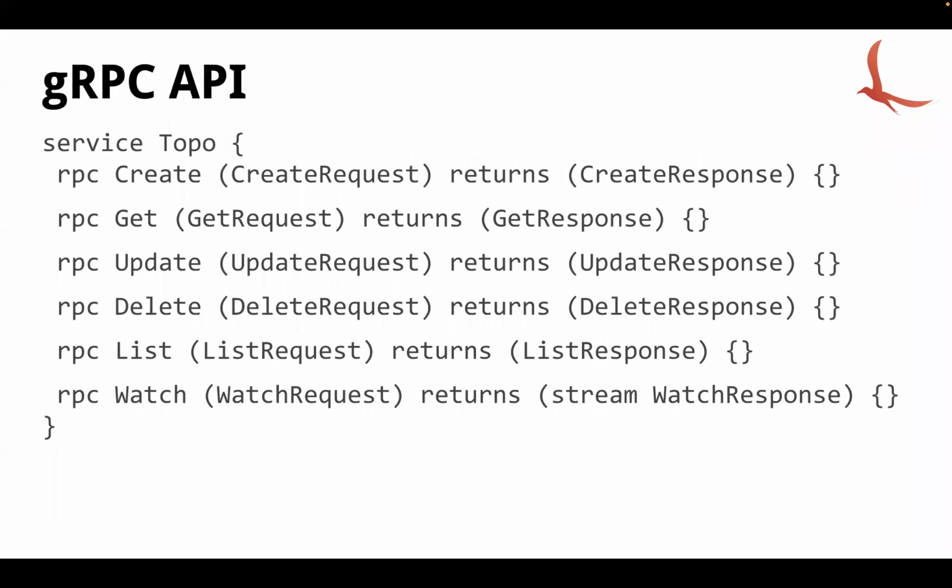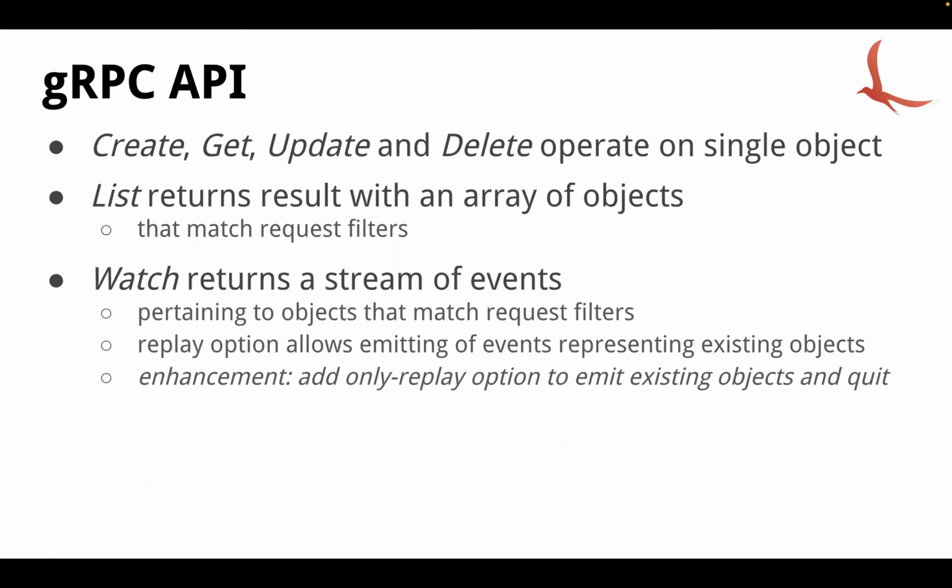The gRPC API is very simple. This is basically what it is. I'll remove the comments, but it's CRUD with a watch. Now, the create, get, update, and delete operate all on a single object. So there's no mass creation. You just have to do one object at a time. List obviously returns a result. Now, for simplicity, currently list results in just an array of objects that match the specified filters. So it doesn't really scale that well.